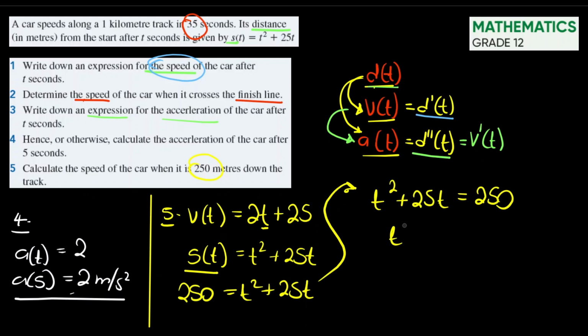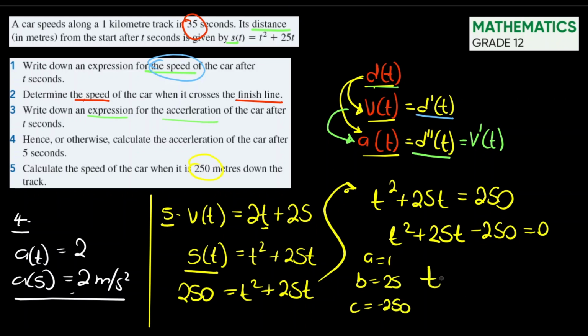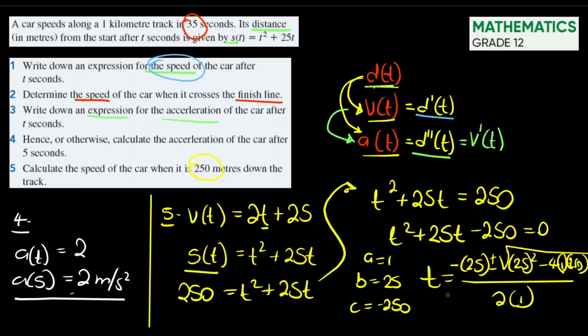So we can just rewrite this as our quadratic, and see that we'll probably need to use the quadratic formula because there are no factors. So I'm just listing all the values that we're going to be using. In our quadratic, in terms of t, it will be negative b, where b is 25, plus or minus the square root of b squared, 25 squared, minus 4ac. a is 1 and c is negative 250. All divided by 2a, which is 1.